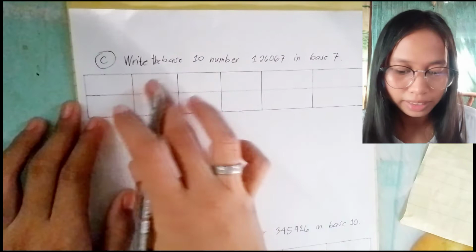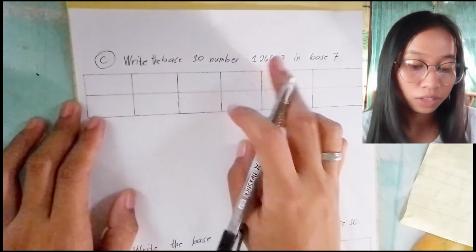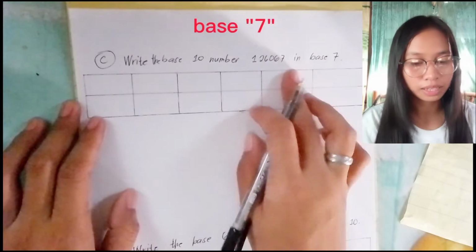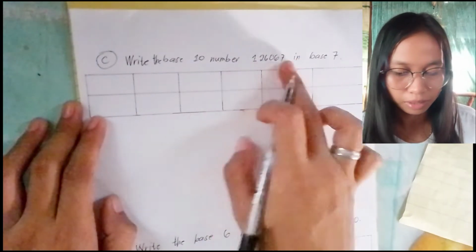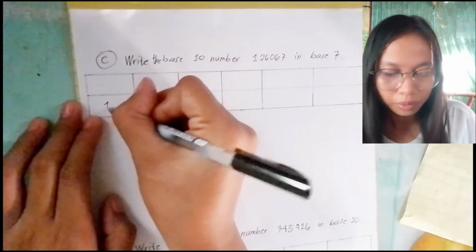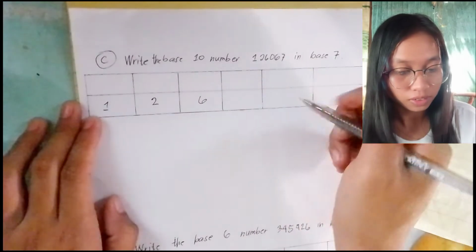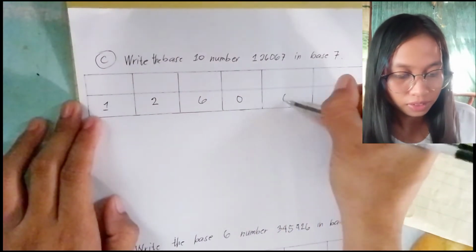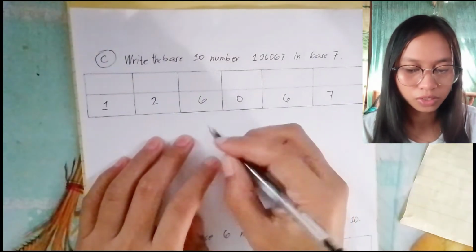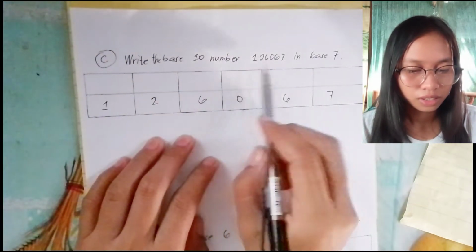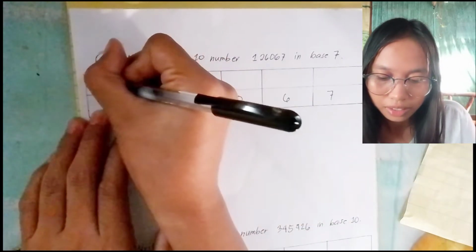Write the base 10 number 126,067 in base 6. So again, separate this number here. 1, 2, 6, 0, 6, 7. Since it is 10, so we write 10 here.